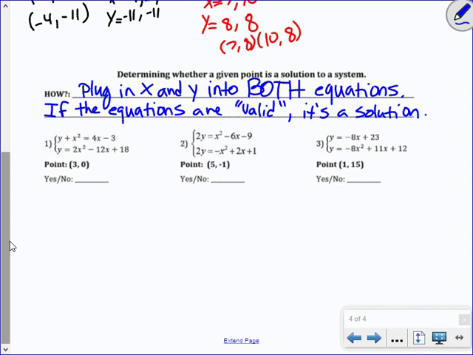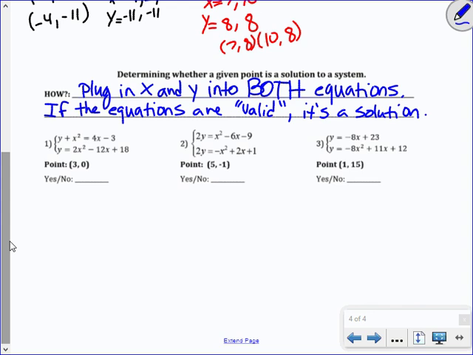So what I mean by valid is when you plug the x value and the y value in, if you evaluate all those numbers and whatever's on the left-hand side is the same as what's on the right-hand side, that's a valid equation. You would want to end up like 2 equaling 2, or 1 equaling 1, or 10 equaling 10. That's what you're after.